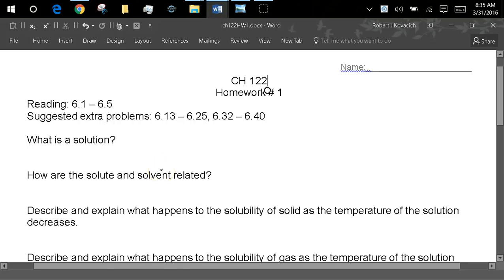All right, what do we have for solution? What do you need to say about that? So it's a mixture where the particles are evenly distributed throughout, right? A homogeneous mixture? So it's a homogeneous mixture of two or more things.